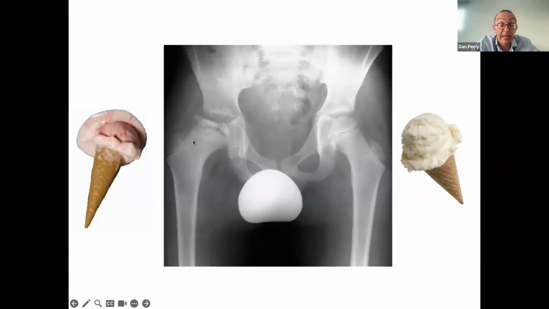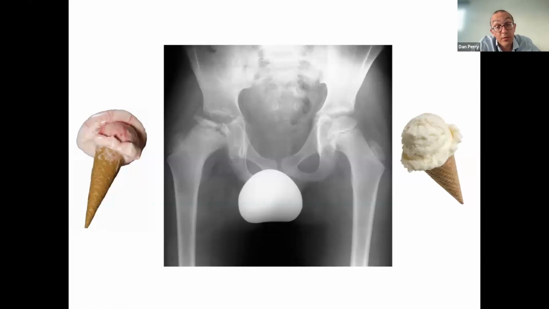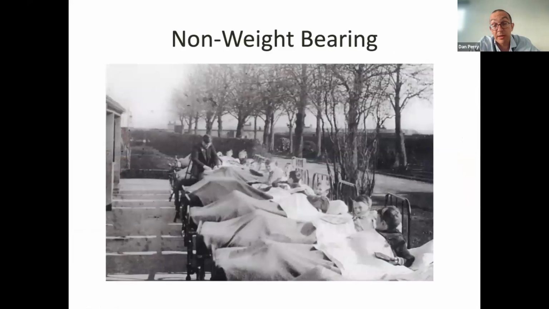So the way that I've typically approached this, well, there's different ways we can approach it. So in the olden days, the way to approach it was to put children in bed. This picture was sent to me by one of the lads somewhere up here, and they used to go in hospital for 2 or 3 years, and they used to be put in bed, and that was the treatment for it, to be in hospital for a couple of years.